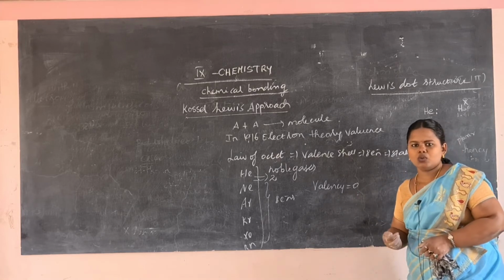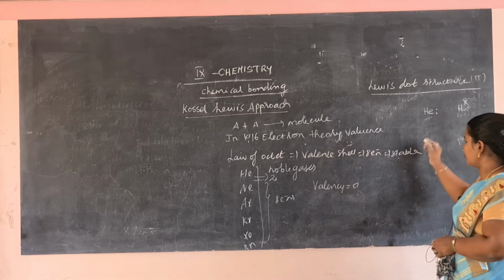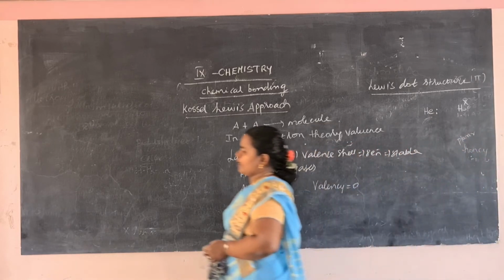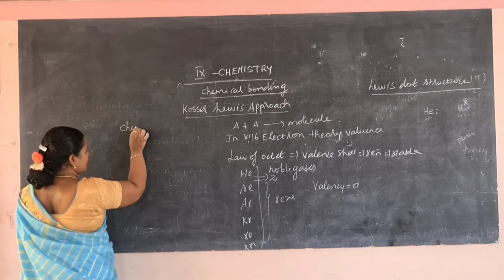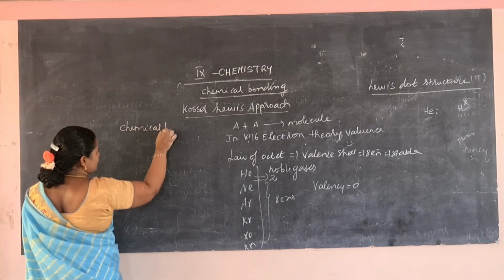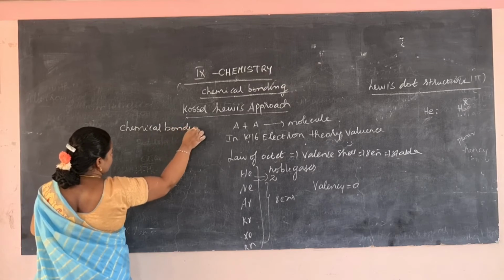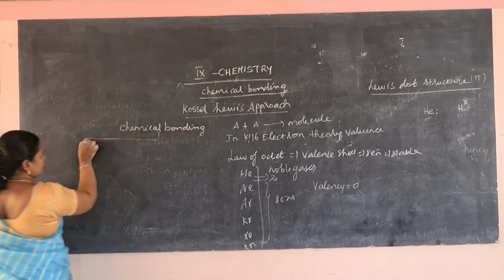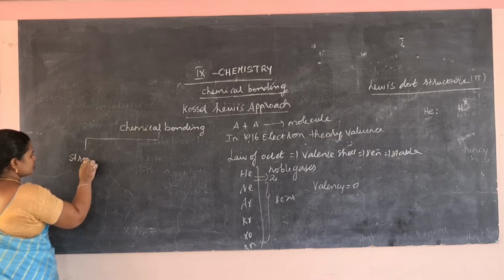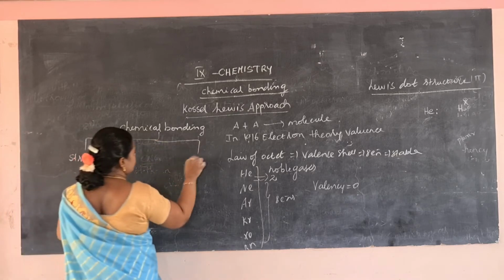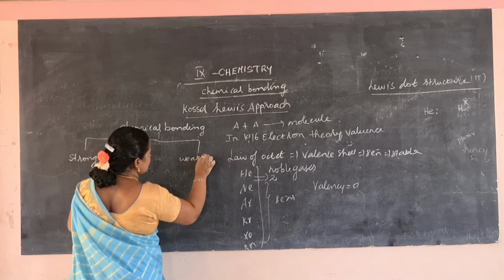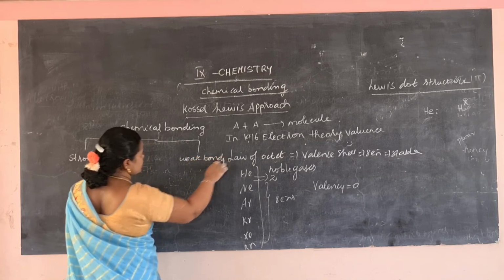Now there are different compounds. Based upon the chemical bonding, the bonds are classified as strong bonds and weak bonds. Strong bonds means the force of attraction is high.